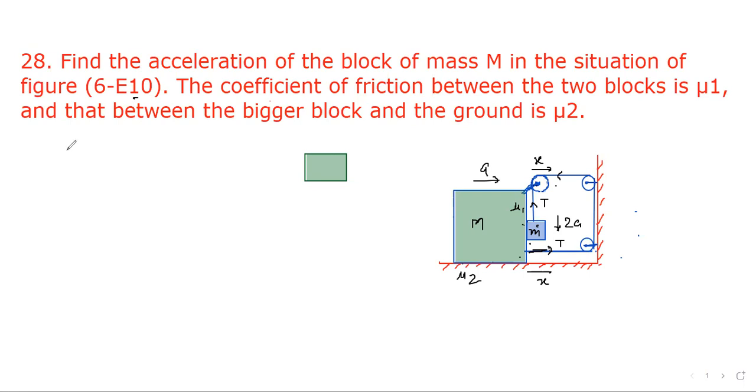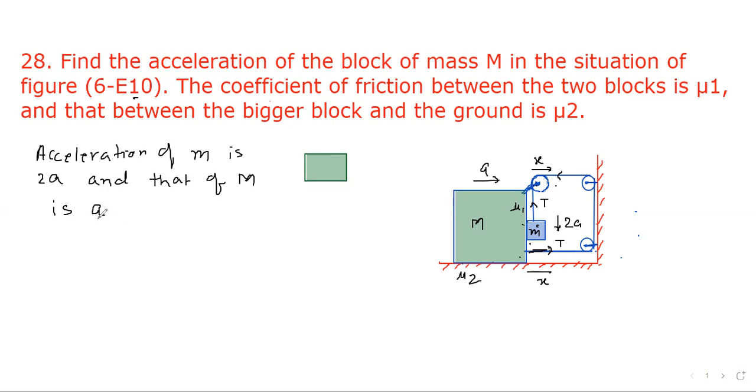So acceleration of small m is a, and that of capital M is a by 2. So it is better to write it as 2a for small m and that of capital M as a. So it will be easy for calculation purpose.